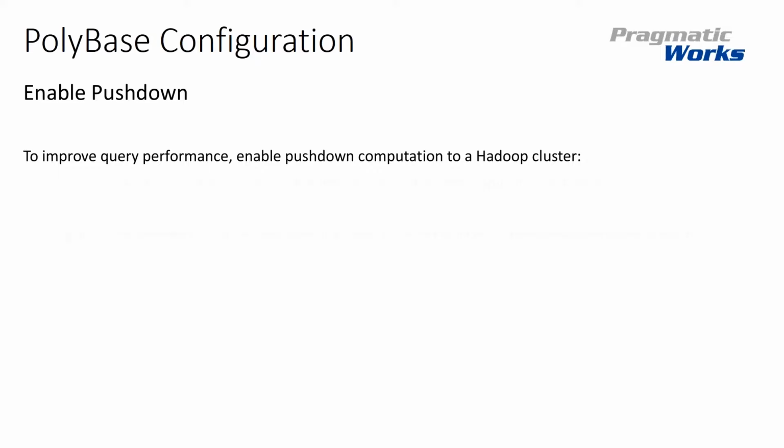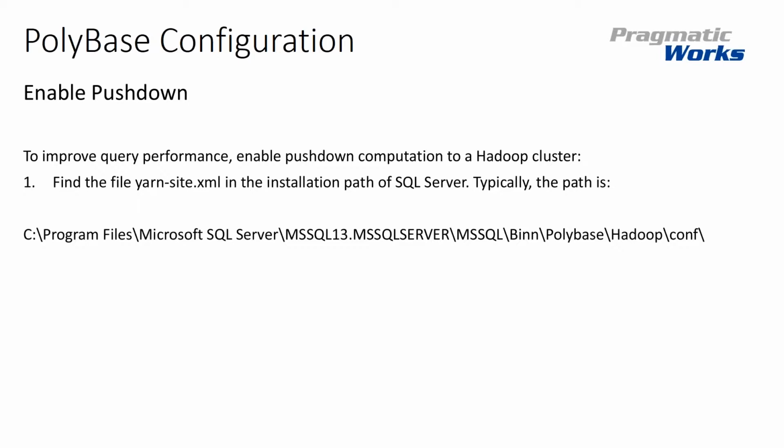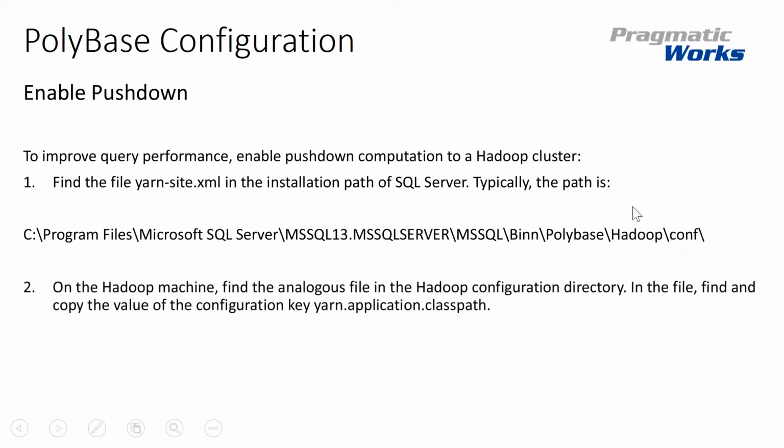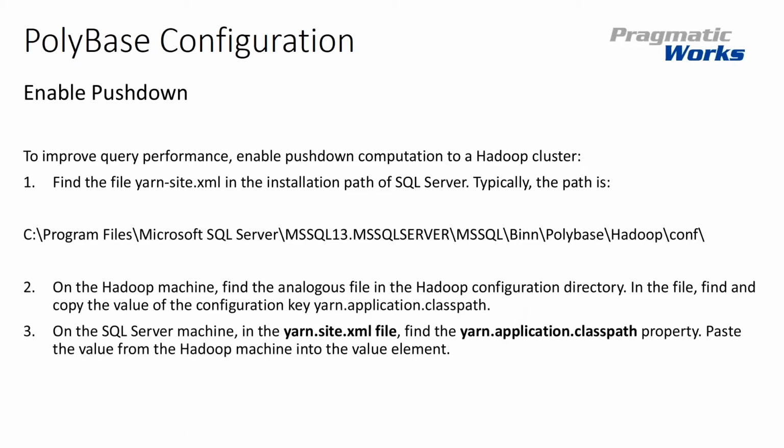But if you want to enable it, all you've got to do is find the yarn-site XML file. It's in the default SQL Server path unless you changed it. You'll find a lot of these configurations. This is how you change it. SSRS is the same way. If you want to change a lot of the default configurations, you have to go to the bin folder and change those configuration files. And then on the Hadoop machine, you're going to have to find and copy the configuration key that's in the yarn application class path, and then paste that in the yarn-site XML file with that same exact property.